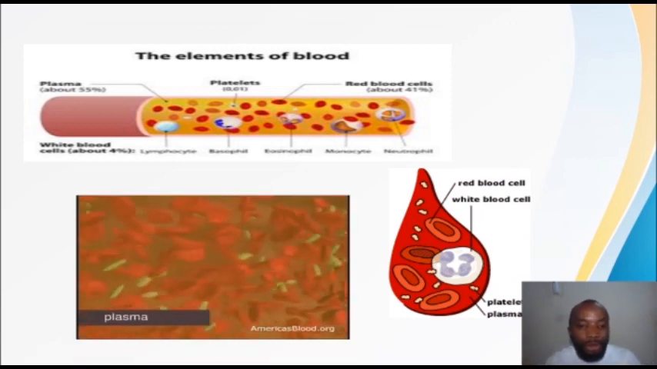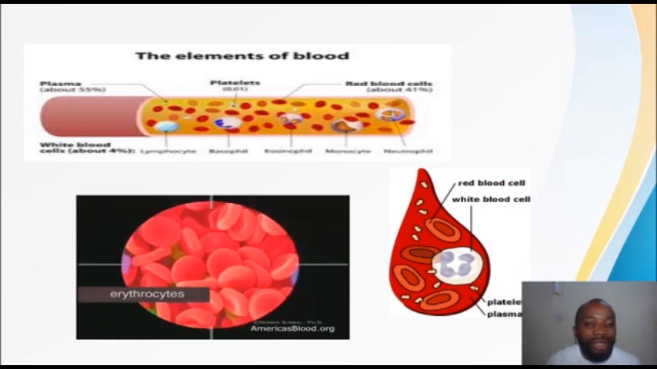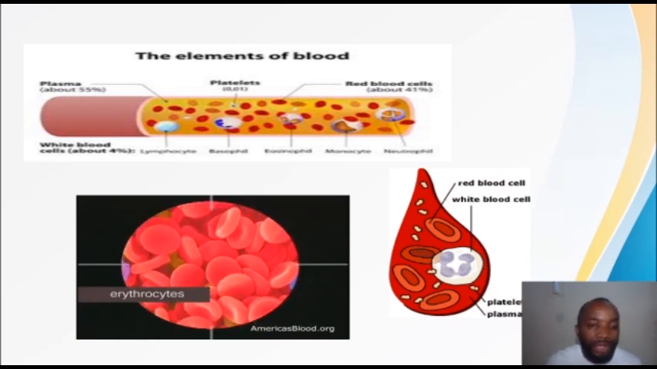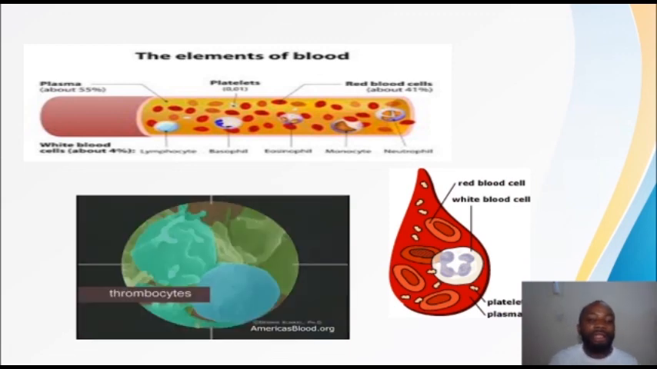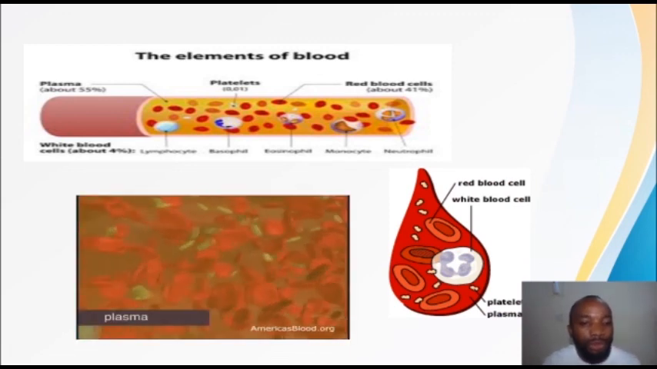Look at the blood flowing. It has many red blood cells, which we call erythrocytes. It has the white blood cells, which we call leukocytes, and it has the blood platelets, which we call thrombocytes.